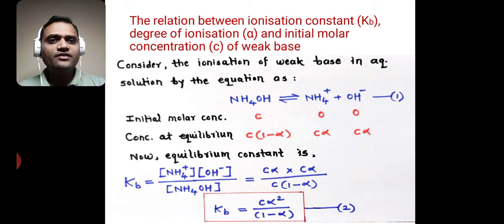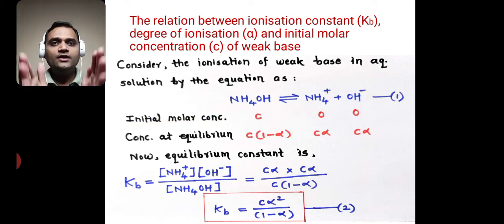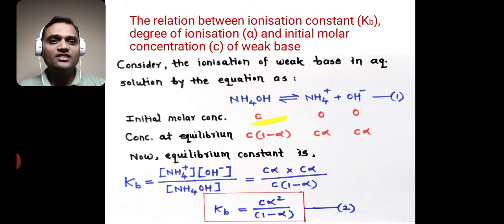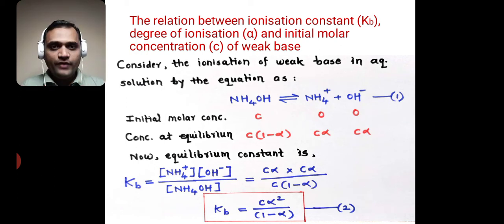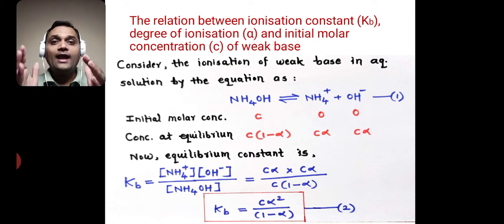Now if we consider the initial molar concentration, initially the molar concentration of ammonium hydroxide is small c, and initially it is not ionized. So at that time the molar concentration of NH4 plus and OH minus is 0. Why 0? Because our weak base is not ionized. Now it undergoes ionization and reaches equilibrium.